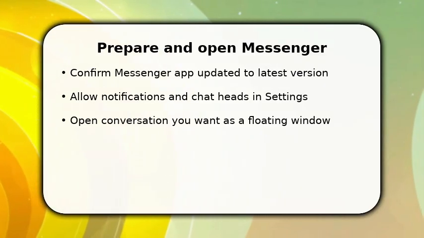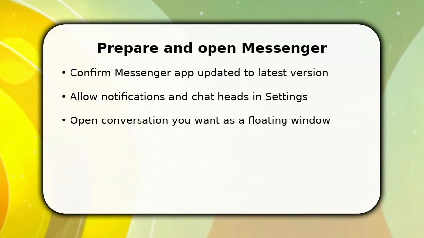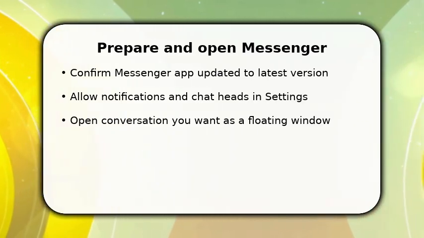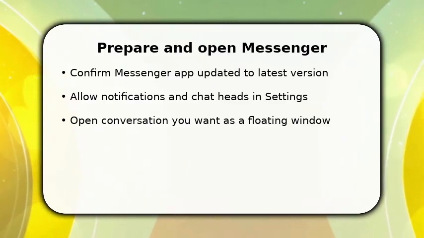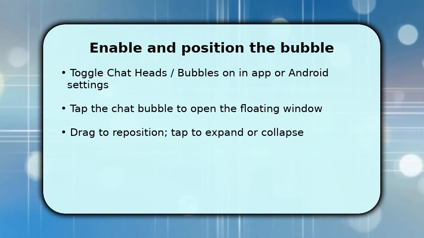Once done, tap and hold the conversation's avatar or the new chat bubble icon to reveal options. Make sure your device's screen overlay permissions are allowed for Messenger. Without that, the floating window can't appear. These first actions now enable the bubble feature.